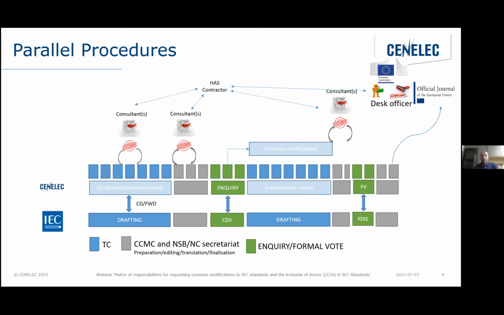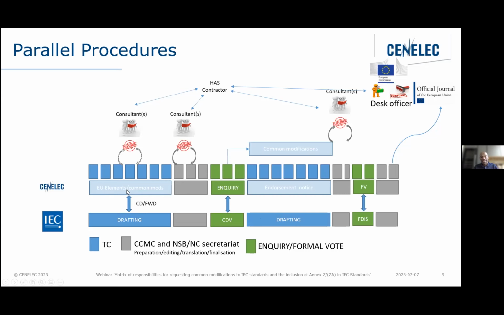So this is the full parallel process between IEC and CENELEC. So I said earlier, the IEC has the lead. The IEC TC drafts the EN-IEC standard, and the CENELEC TC is in charge of developing the European elements, and if needed, the common modifications. The ballots start at the same time. The inquiry is done fully in parallel with the CDV, and same thing for the formal vote that is done fully in parallel with the FDIS.